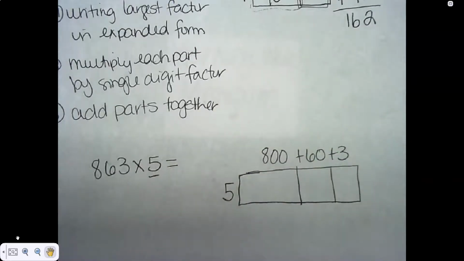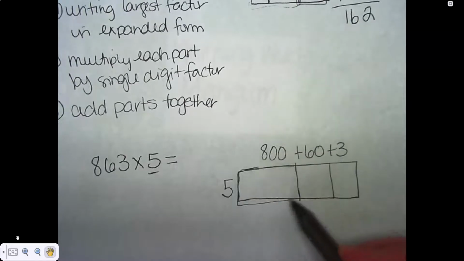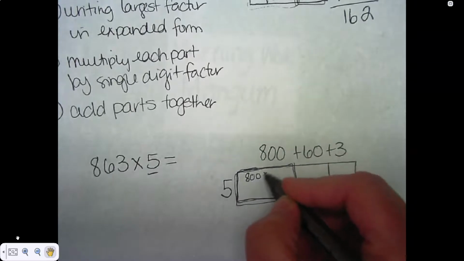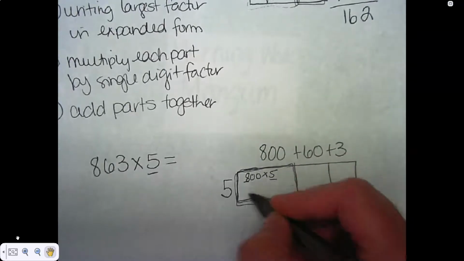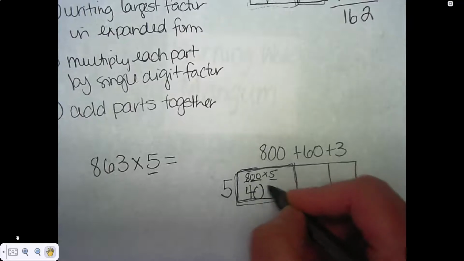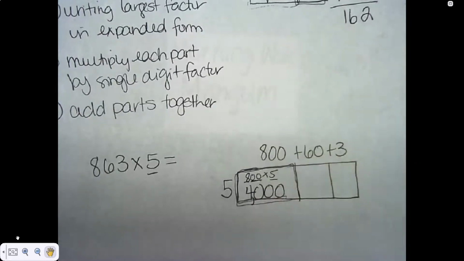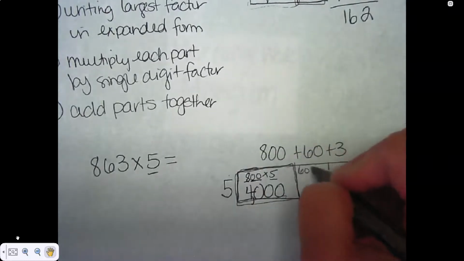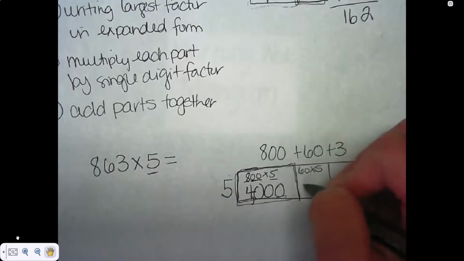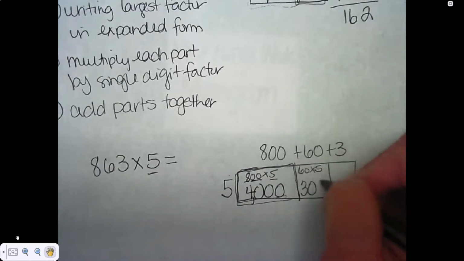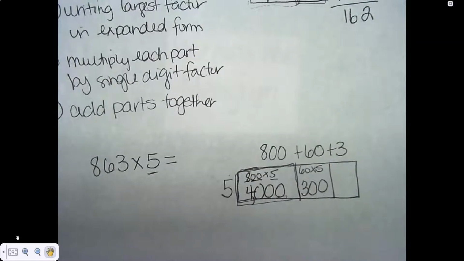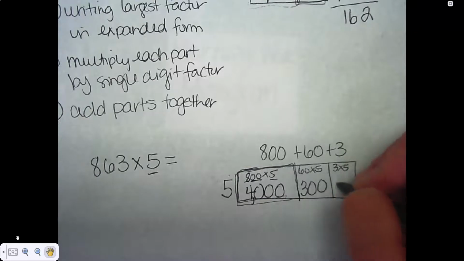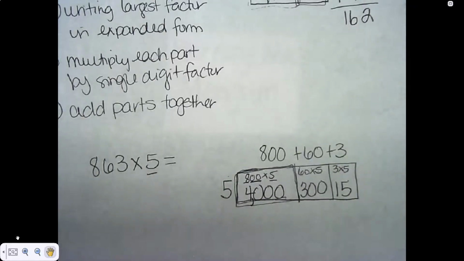So now I'm going to multiply each part. So if I think of the area of this rectangle right here, this would be like saying 800 times 5, which I know 8 times 5 is 40. And then I've got 2 zeros to add to my answer. So that box is worth 4,000. In the next box, I'm multiplying 60 times 5. Well, I know 6 times 5 is 30. And then I have another 0 to put on my answer because I'm doing 60 times 5. And now I'm going to say 3 times 5, which I know is 15.